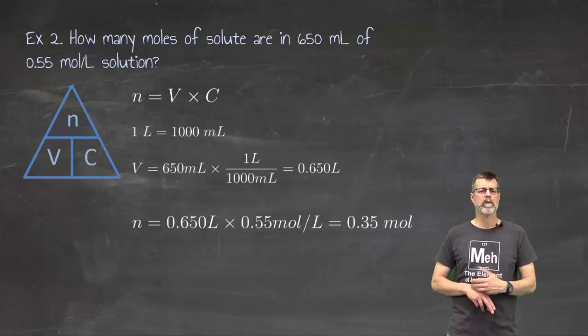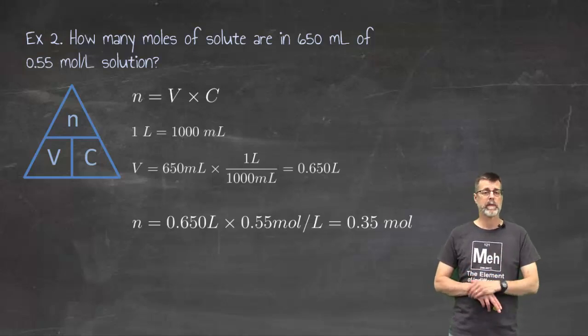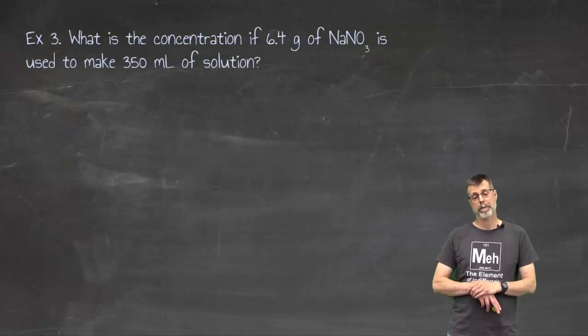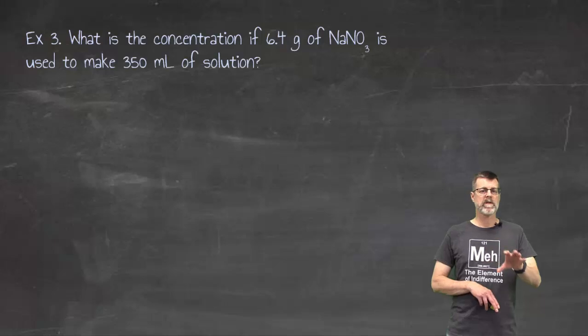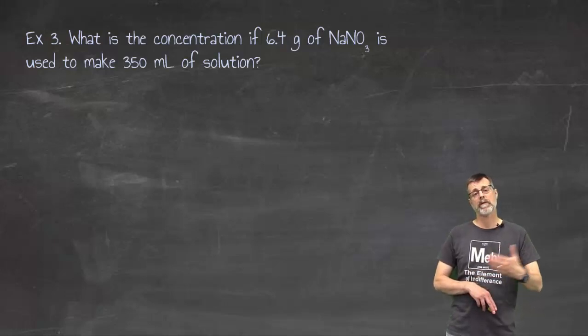Then I could use that formula, so my volume times concentration, the liters will cancel out, one on the top, one on the bottom, leaving me with 0.35 moles. If I carry that on, rarely are my solutes going to be measurable in moles directly. I'm going to have to do something else.